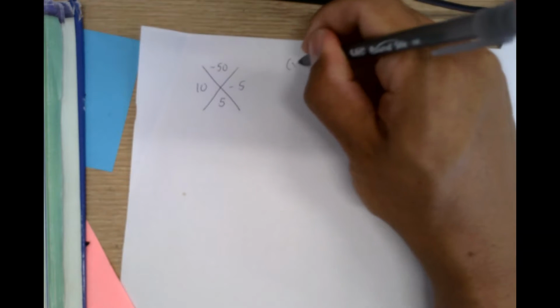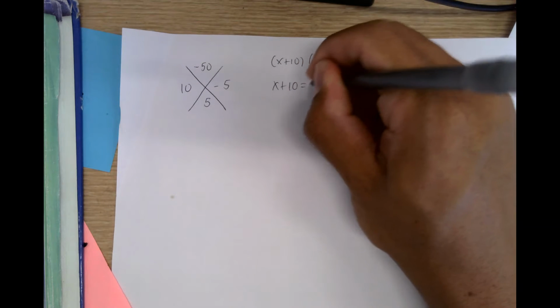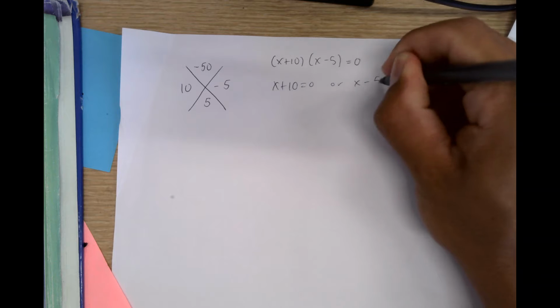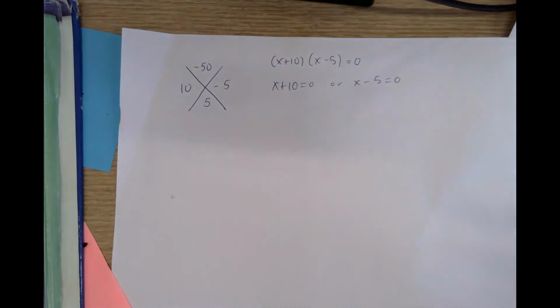Yeah, Riku. Okay, so here, if you factor this, you would write x plus 10 times x minus 5 equals 0. Wow, this is so clear. And then you would go ahead and set x plus 10 equals 0 or x minus 5 equals 0. And then you would solve.